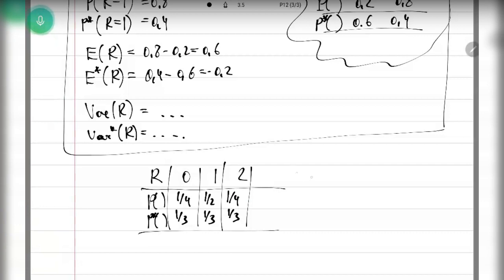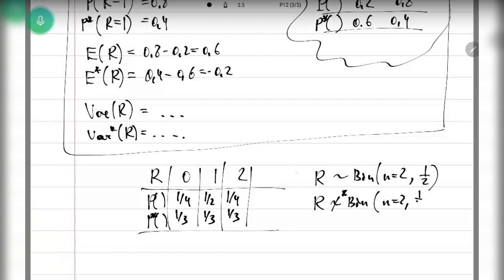And that's correct to say that R has a binomial distribution with n equal to 2, and the probability of success 1/2. But under the probability star, R is not binomially distributed with n equal to 2 and probability 1/2. If we use this probability, that's a binomial distribution. Okay, you recognize binomial distribution.